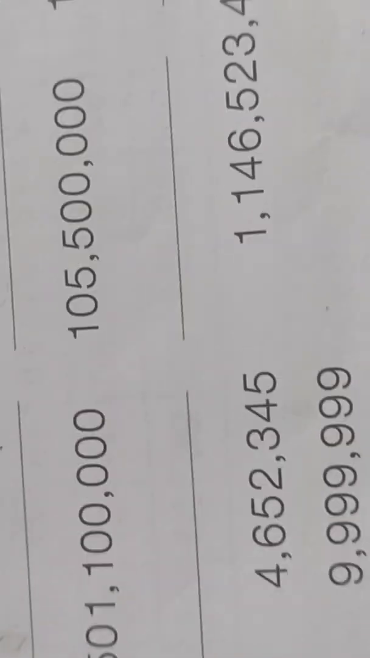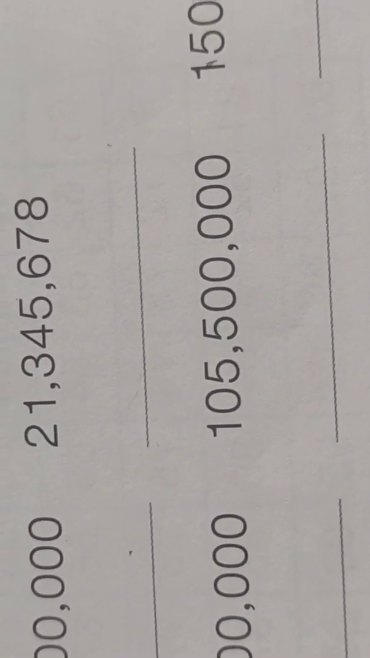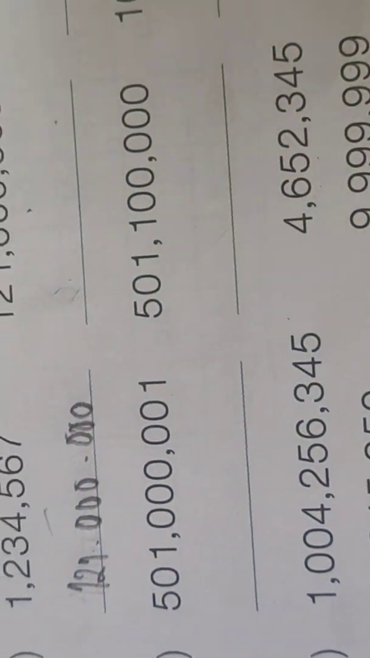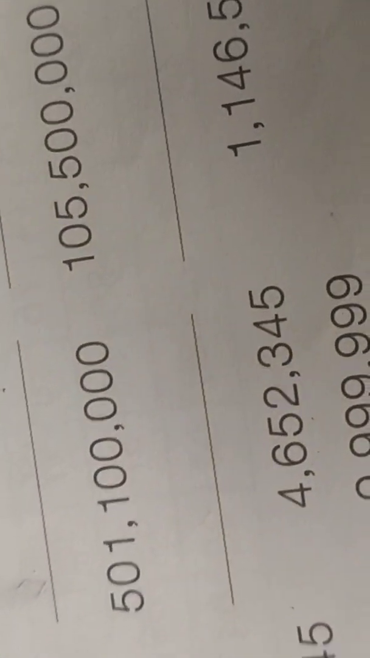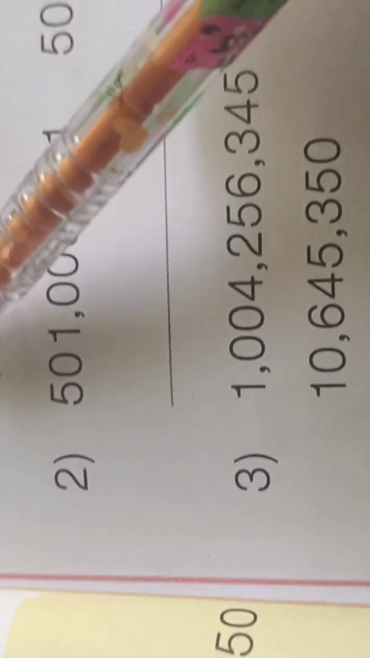121 million, 21,345,678. So the greatest number is what? 121 million. So you write it on the first blank. The second number is what? 21 million, because 21 million is greater than 1 million.